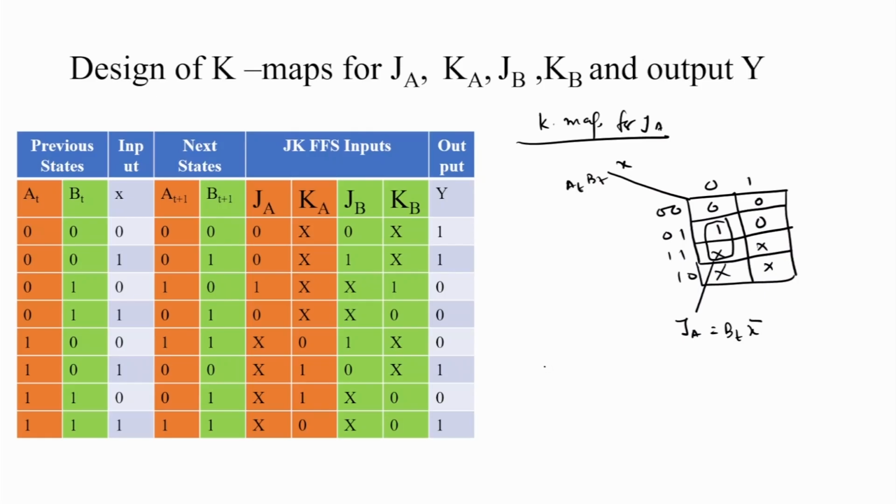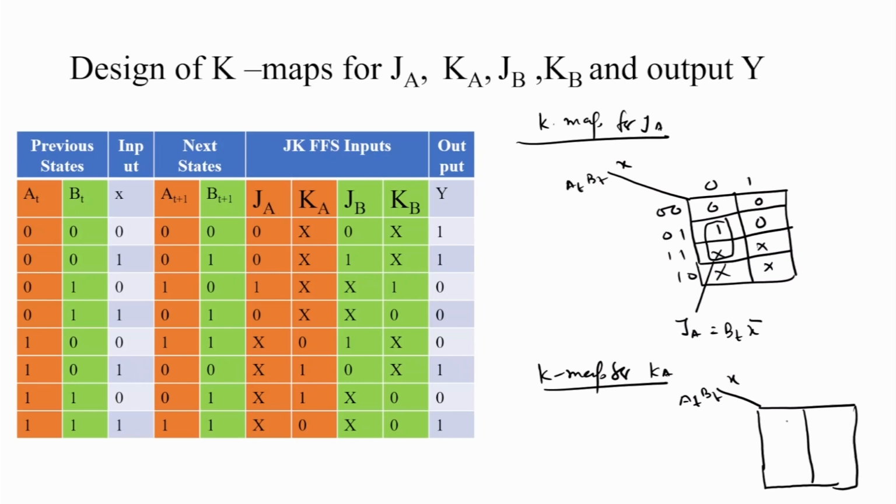Similarly, we design the K map for JB, and the K map for KA. What is the K map for K? This is again AT, BT, and X, a 4 cross 2 map, with 0 0, 0 1, 1 1, 1 0. The values represent minterms 0, 1, 2, 3, then 4, 5, 6 and 7.